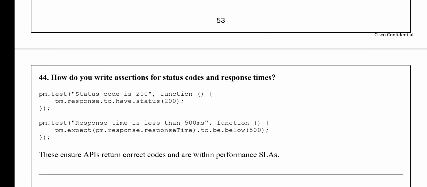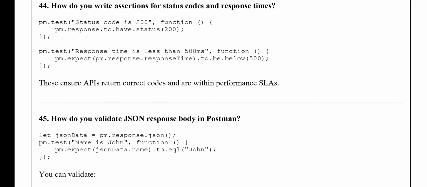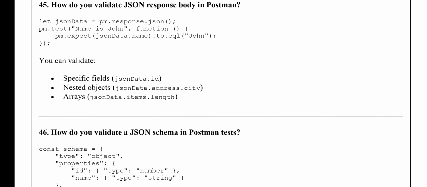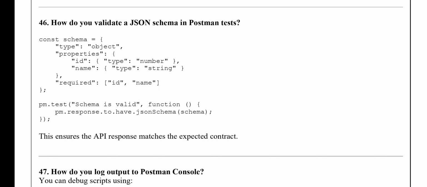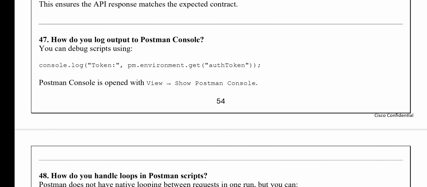How do you write assertions for status codes and response time? How do you validate JSON response body in Postman? How do you validate a JSON schema in Postman tests? How do you log output to Postman console?